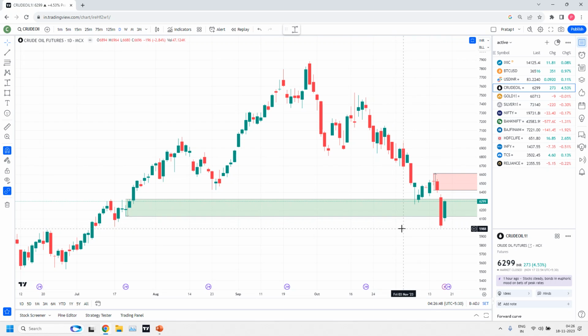Now you should ask a question. If a zone is not a fresh zone, is it valid for trading purpose or is it invalid? That means when prices are entering a second time into this zone, shall we reject that zone? In the earlier stage of learning your concepts, yes, you have to reject that zone.